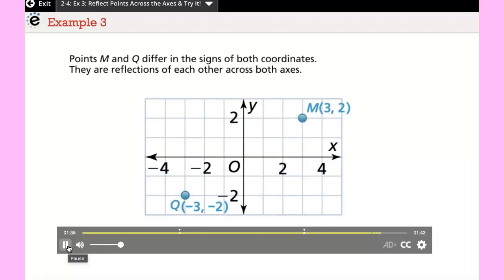Are point P and point Q reflections of each other? Can anybody answer the question? Are point P and point Q a reflection of each other? All right, let's see. Are point N and point Q reflections of each other? Can anybody answer the question? Let's pause this video.